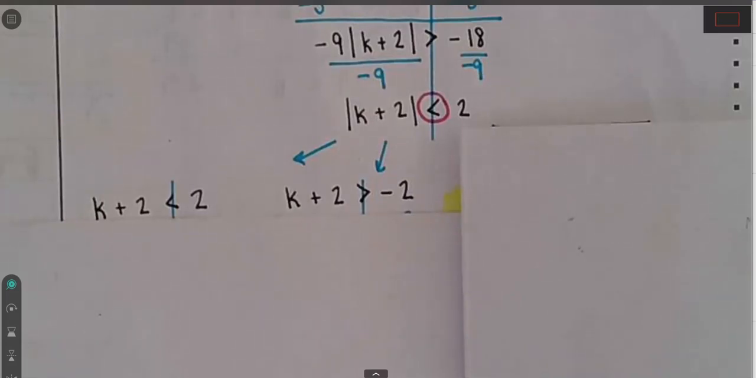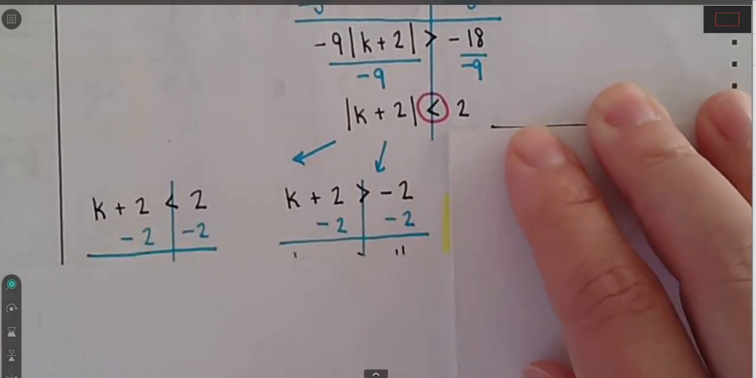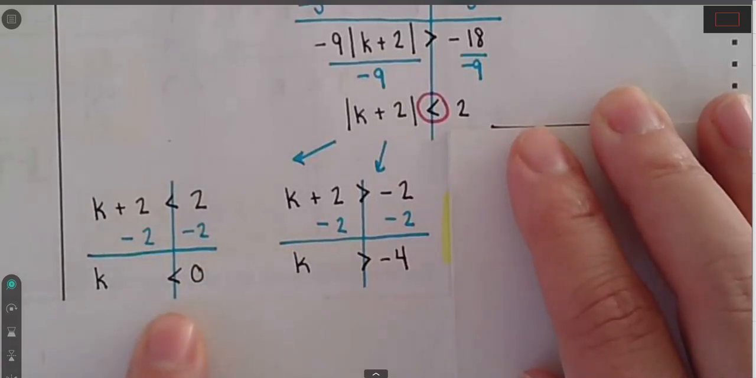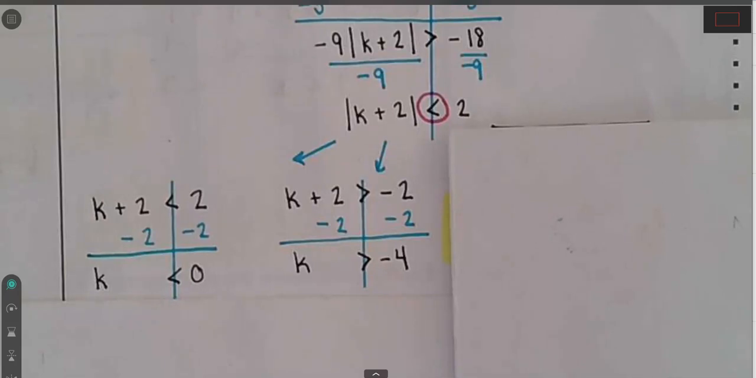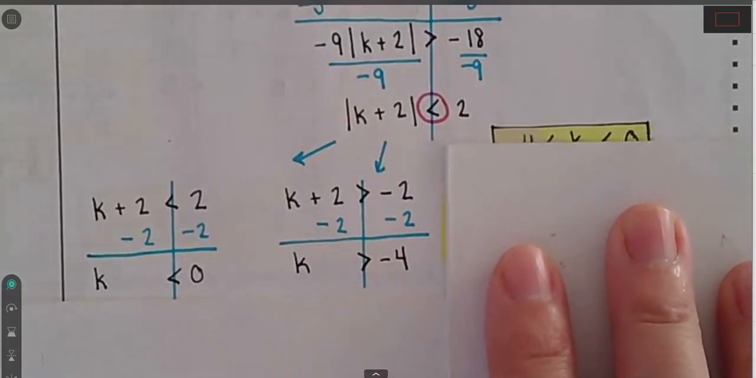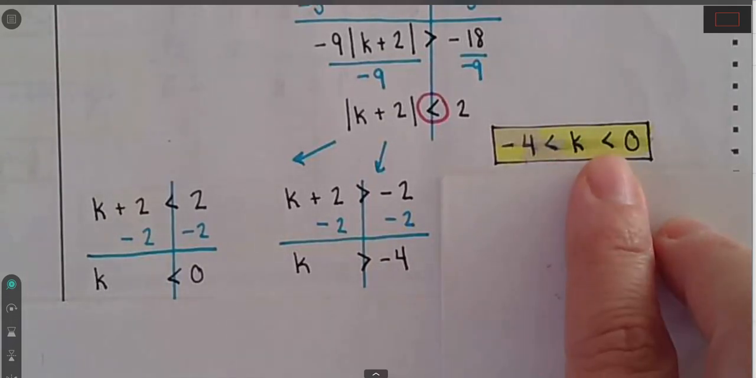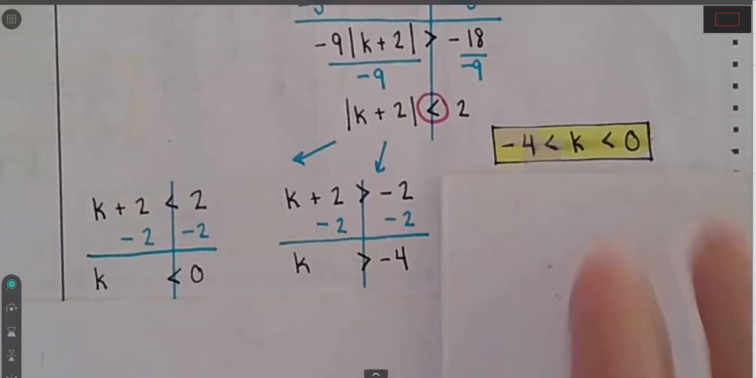Okay. From here, you just solve these separately. So I'm going to start by subtracting 2 from both sides. Over here, 2 minus 2 is 0, so k is less than 0. Over here, negative 2 minus 2 is negative 4, so k is greater than negative 4. So k is less than 0, k is greater than negative 4. Basically, k is in between negative 4 and 0. So you can write it like this.